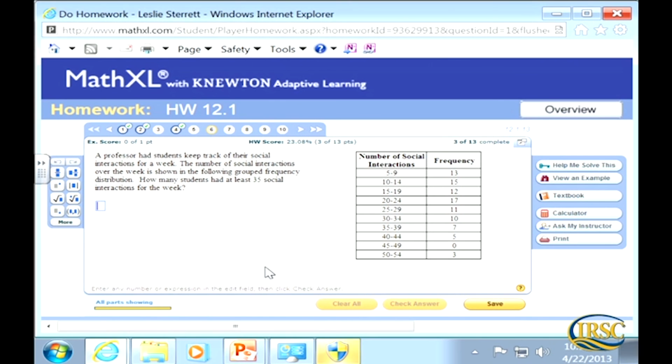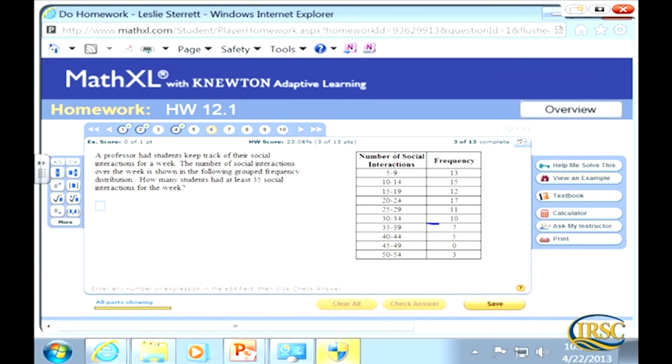Somebody raise their hand. Yes, Jordan. Okay, so what did you say, 15? All right, and which numbers did you use? All the numbers from the category 35. Okay, so all of the numbers from this class of 35 to 39 down, because remember the words at least 35 means 35 or more. So all of these people right here had 35 or more. And so adding these up, you said you got 15? Okay. So let's see if you are correct.